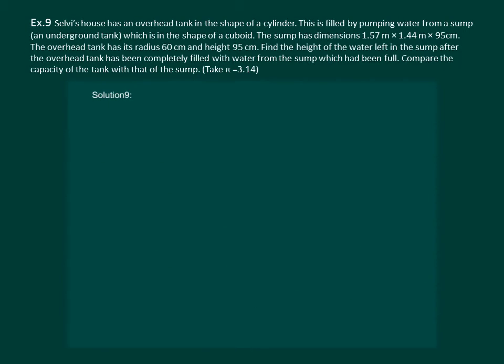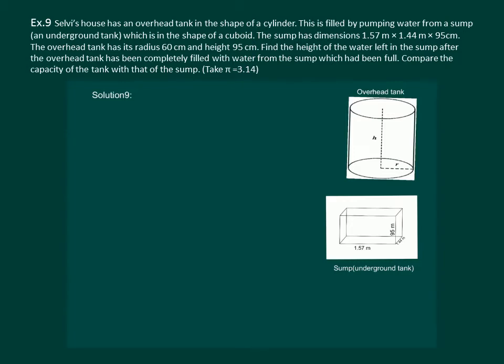Let us read the question. Selvi's house has an overhead tank in shape of a cylinder. This is filled by pumping water from an underground tank which is in shape of a cuboid. The underground tank has dimensions 1.57 meters, 1.44 meters and 95 centimeters.